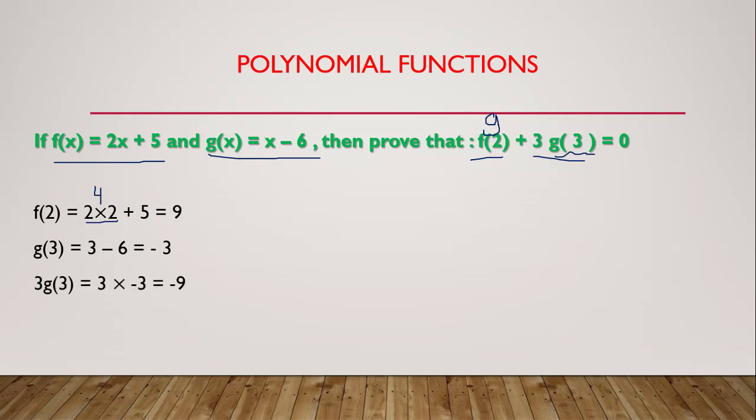So we have f of 2, 9. 3g of 3, negative 9. 9 plus negative 9 is 0. Okay, so f of 2 plus 3g of 3 equals 9 plus negative 9, which is 0.